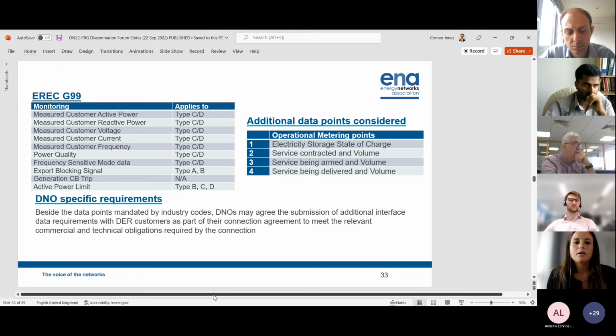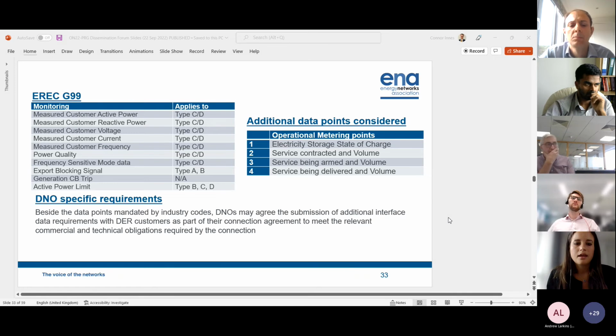So yeah, we started looking at what is currently mandated by EREC G99, which represents the common ground across GB, which is captured in the table here. So it's mostly type C. The customers are required to provide this information back to the DNO if requested. Besides the data points mandated by industry code, DNO may agree the submission of additional interface data requirements. It's part of their connection agreement to meet the relevant commercial and technical obligations.